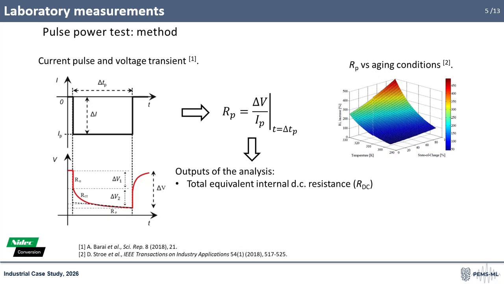The pulse power test is adopted to measure the equivalent internal resistance of a cell. A current pulse is applied, and the voltage response is measured. The resistance is defined as the variation of voltage divided by the variation of current at a given period, often 1 second or 10 seconds. The resistance tends to increase at lower temperatures as well as with aging, mainly due to the growth of the films at the surface of the electrodes.